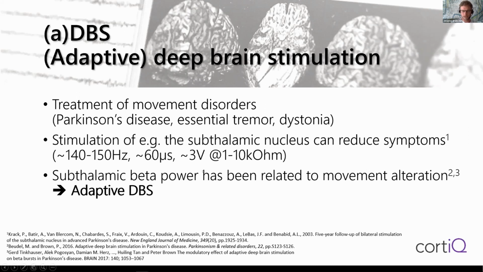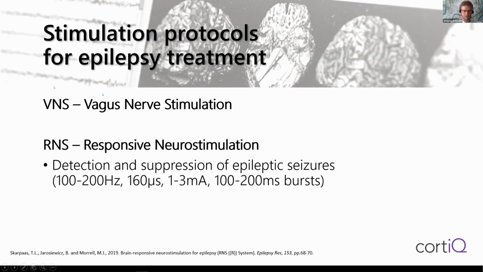However, it has been shown that this stimulation can also be done adaptively. So here we are coming from an open loop system to a closed loop system based on the subthalamic beta power. I will have an example of that later on. And just very briefly, for completeness, the stimulation protocols for epilepsy treatment are vagus nerve stimulation and responsive neurostimulation. They are targeting either suppressing seizures by detecting their onset and stimulating the region with a setting which can suppress the seizure, or just diminishing the symptoms from epilepsy in general.